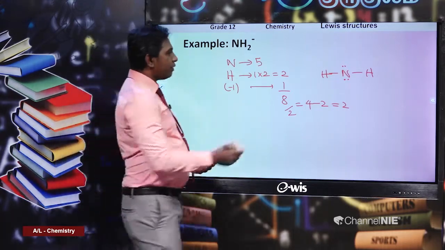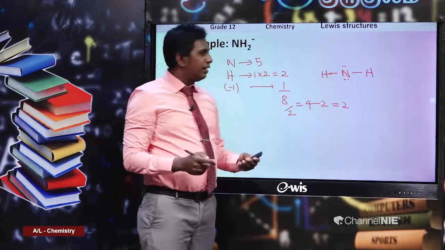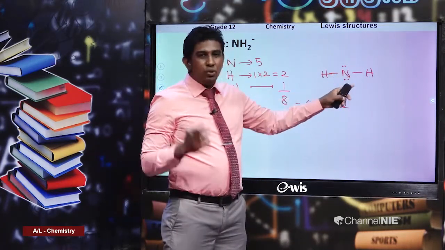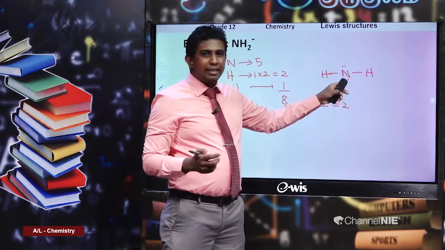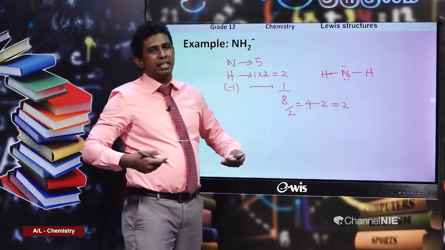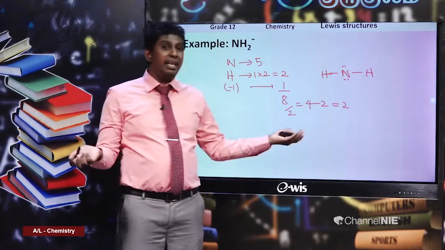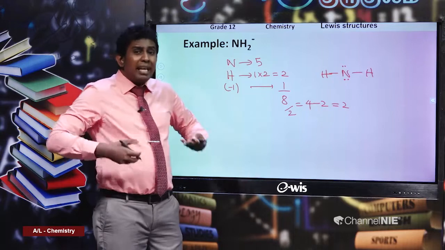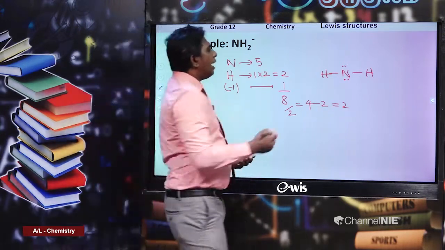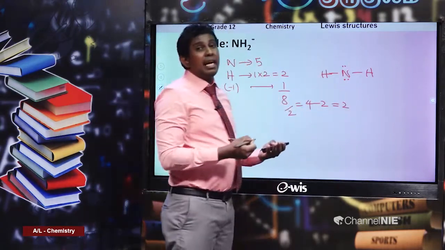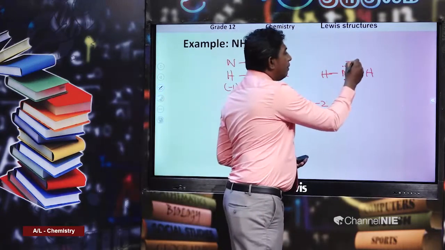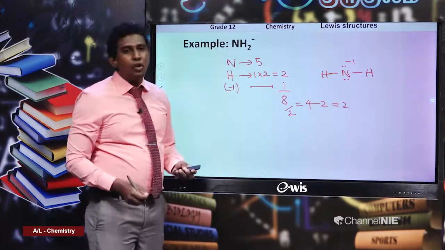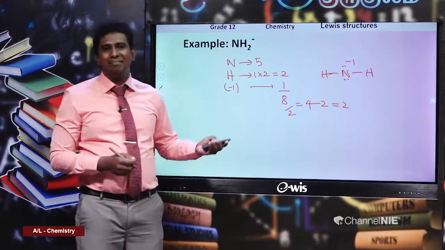Students, one bond counts as 1 electron of nitrogen. Another bond, 1 more electron. Another 2 pairs, each pair having 2 electrons. So it's 4 plus 2, which is 6 electrons. But nitrogen came with 5 electrons. So it has 1 extra electron. You place that as a -1 charge. The -1 is what we call the formal charge. Formal charge belongs to that atom.